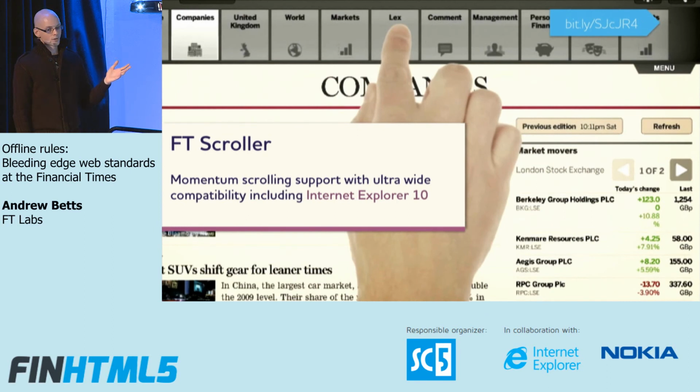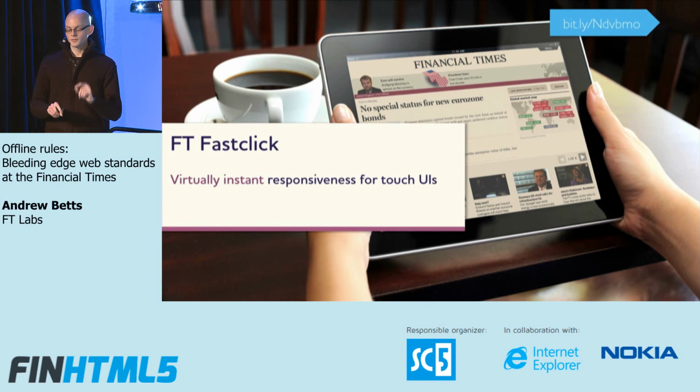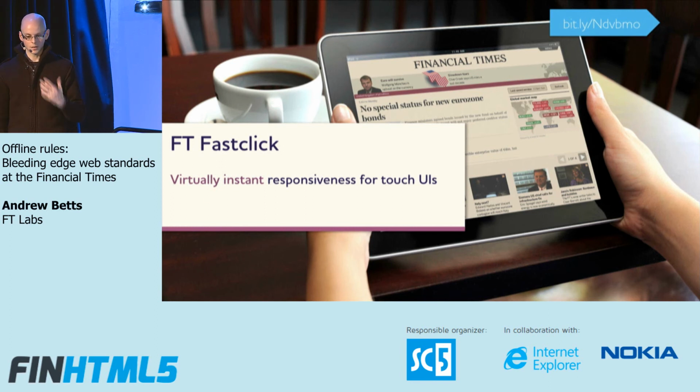We also created FT Scroller, which is a momentum scrolling library, very much like Scrollability or iScroll or Zynga Scroller. We created one of our own because we felt that we could do better on performance, and we also wanted IE10 compatibility. So this, as far as we're aware, is still the only momentum scrolling library in JavaScript that works in IE10. And finally, we also created FT FastClick. Dropping this library into any web application that you're accessing on a touchscreen device will improve the responsiveness by about 300 milliseconds. So any tap will turn into a click about 300 milliseconds faster.